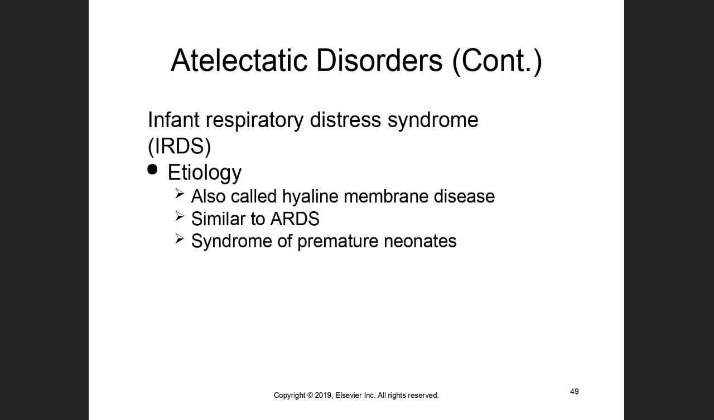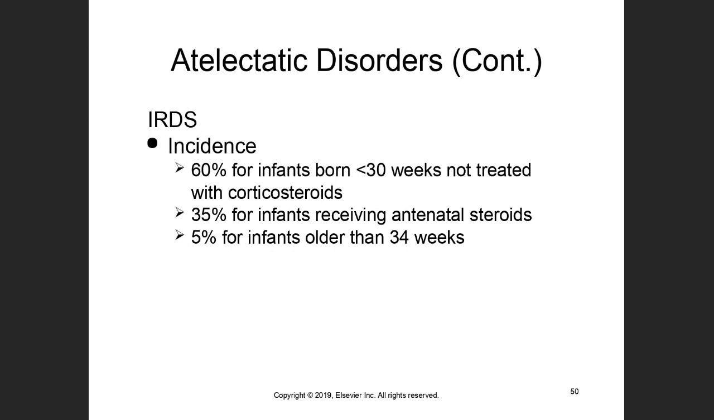Now we have IRDS, okay, this is infant respiratory distress syndrome, okay. So ARDS is for adult, okay. This one is for childhood, okay. Incidence 50% for infants born less than 30 weeks. That means premature, okay.